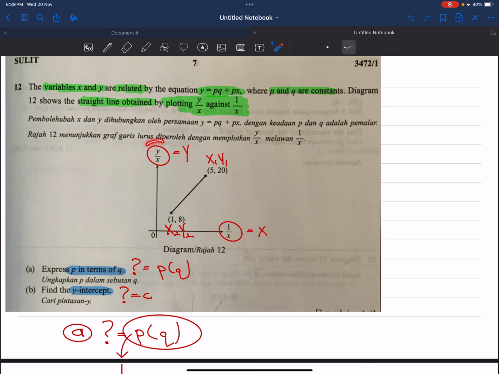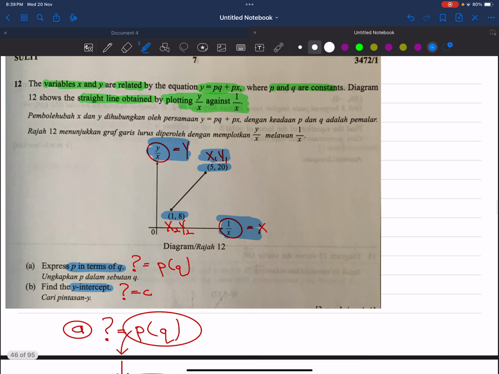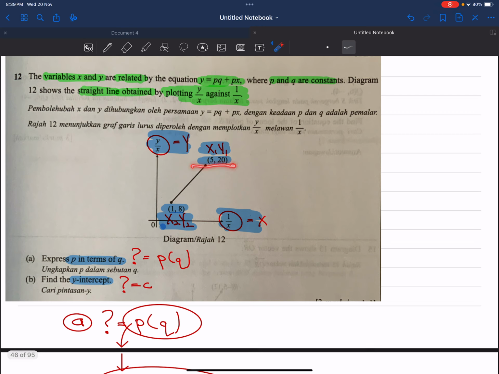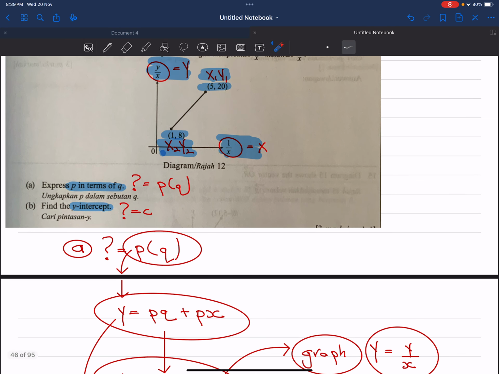The y over x is the capital Y. The 1 over x is the capital X. And we have 2 points, (5, 20) and (1, 8), which I label as capital X1, capital Y1, and capital X2, capital Y2. These coordinates are not small xy, they are capital XY. Both are capital XY.